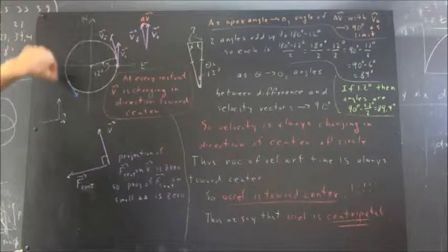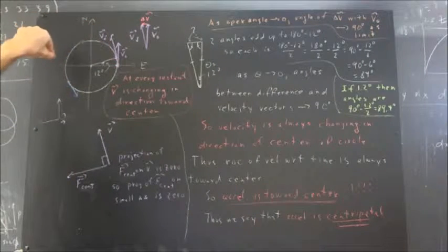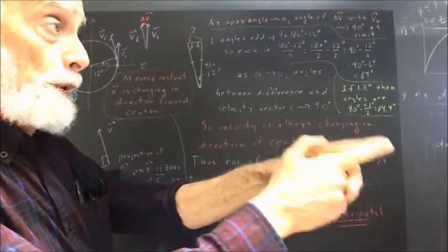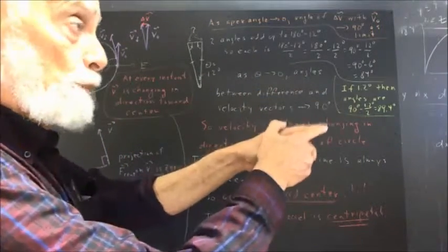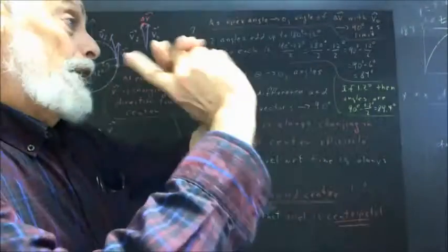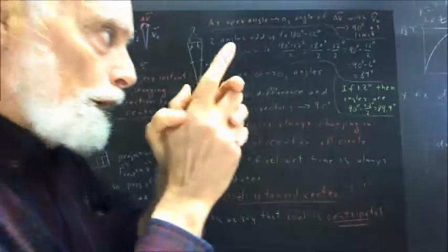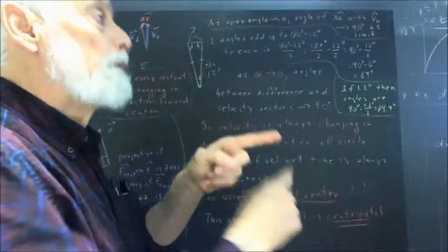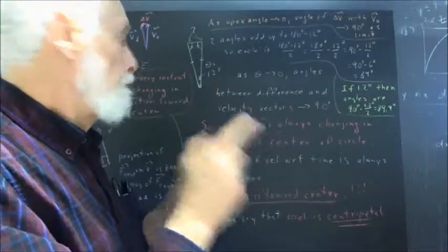As you move around this circle at constant speed, your velocity is always changing. If you're moving this way, whether this be north or northwest or northeast or south, your velocity is always changing in a direction perpendicular to the velocity, in a direction toward the center.